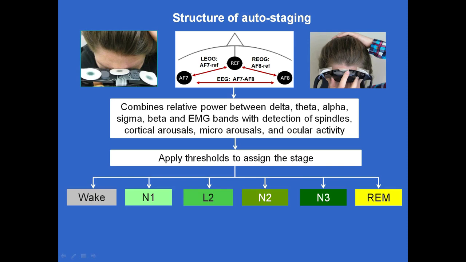The power spectral characteristics of the conventional EEG bands plus the power from 32 to 128 Hz, which we refer to as EMG, is combined with the detection of spindles, cortical arousals, microarousals, and ocular activity measured from the left and right EOG channels to stage sleep. Each stage has a designated color.